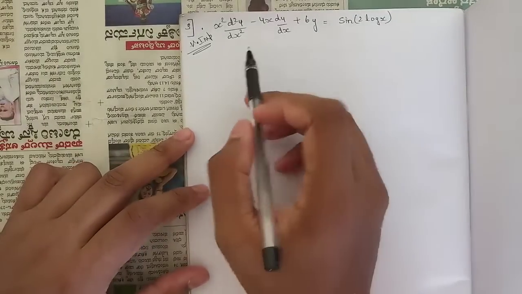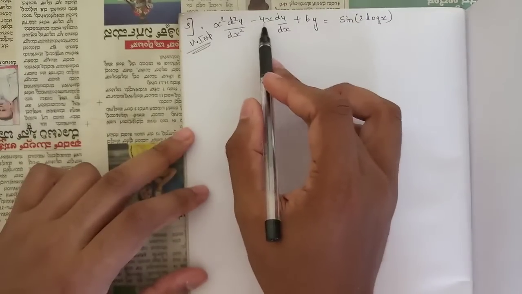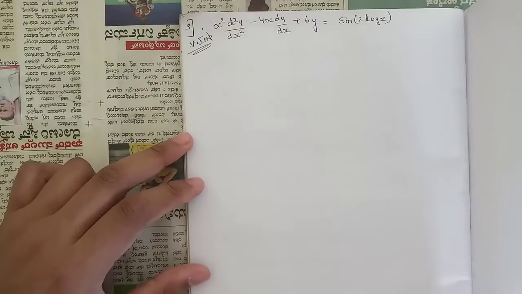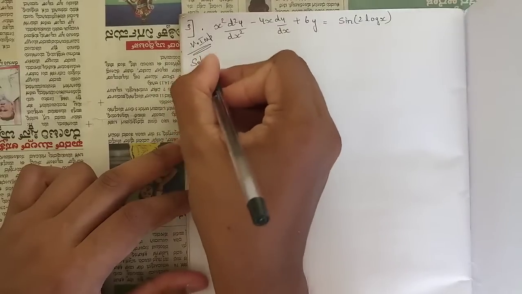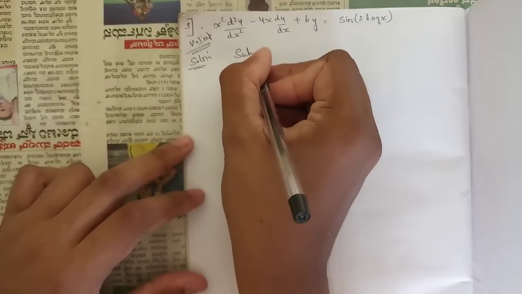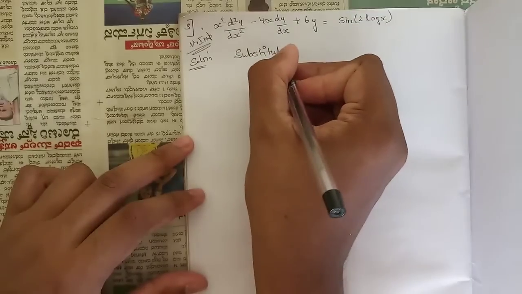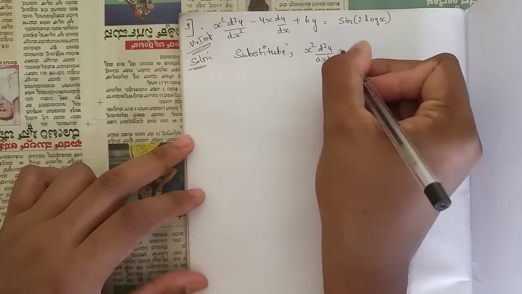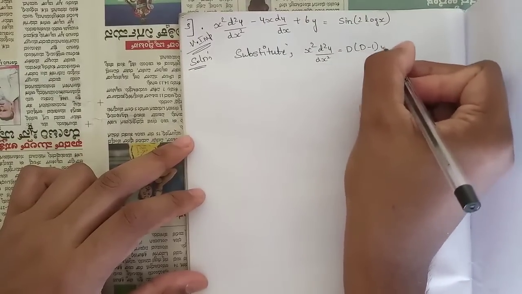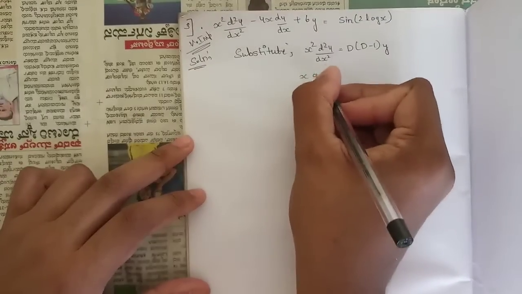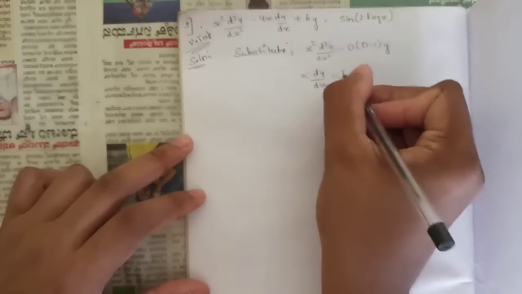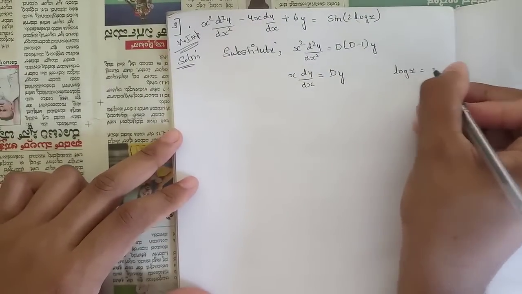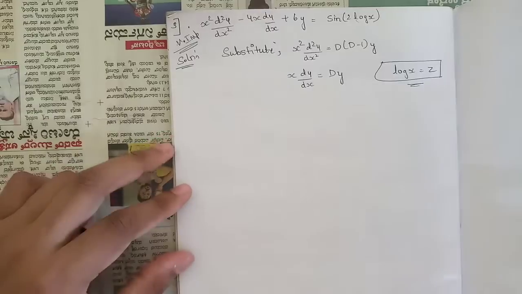This is the problem: x square d square y by dx square minus 4x dy by dx plus 6y equal to sine of 2 log x. The first thing we need to do is a few substitutions. x square d square y by dx square is written as D into D minus 1 into y. x dy by dx is written as Dy. Here, in the place of r of x we have log x, so we need to replace log x as z.